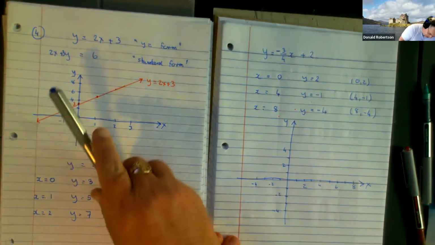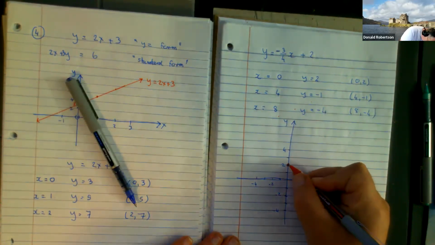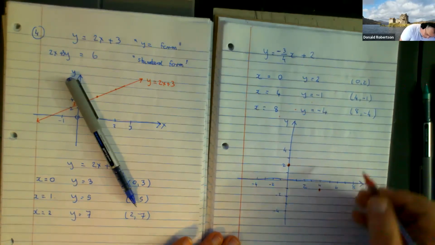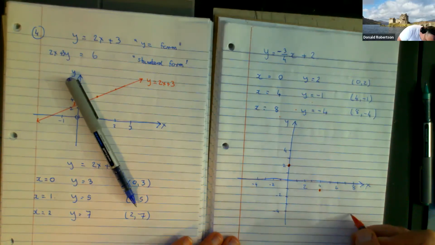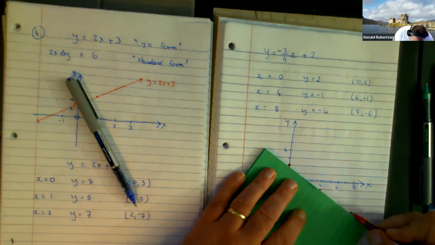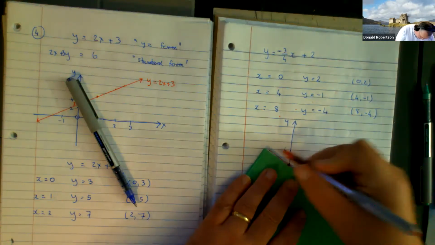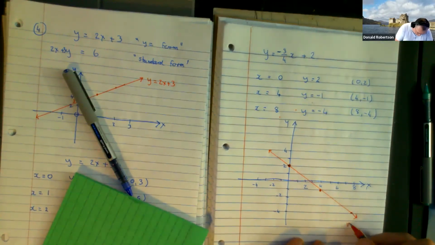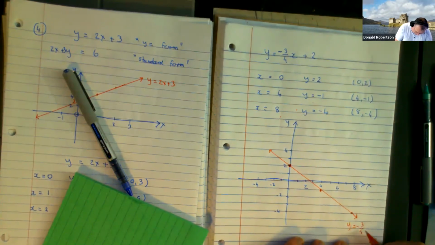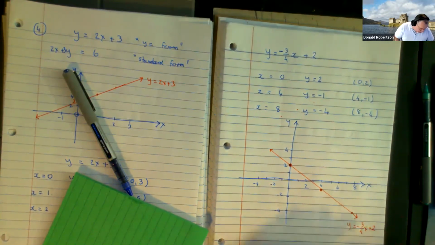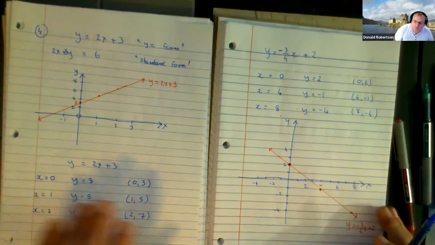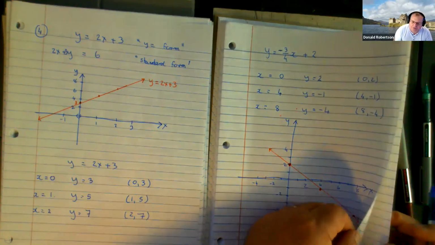Right, there's my basic graph. 0, 2 is here. 4, negative 1 is here. And 8, negative 4 is here. And so I can join these together and then continue the line. And this is y equals negative 3/4 x add 2.